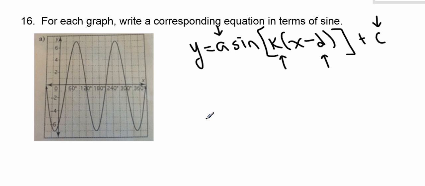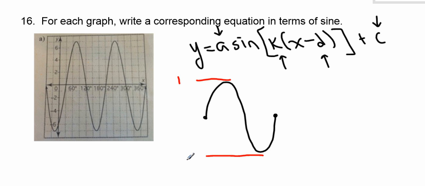So a normal sine graph, our lovely best friend, the sine curve, looks like this. And we know that normally, without a transformation, it goes from 1 to -1. So it has a range of 2, and that normally tells us that our a value is half of that. So our a value is always half of the range.